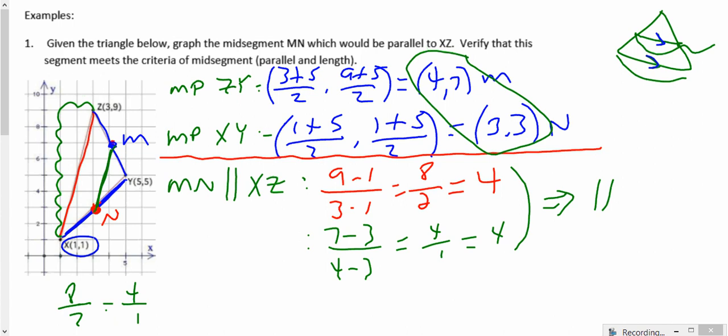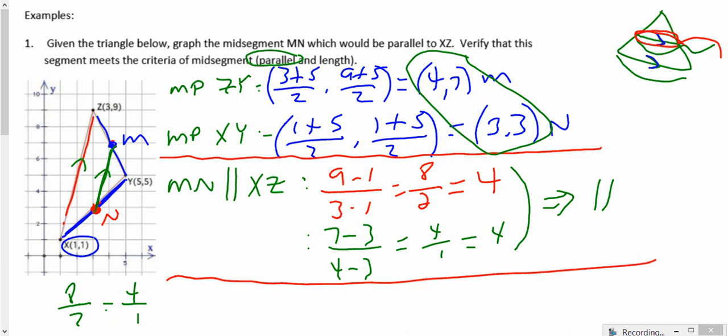And that is our first criteria that we're trying to show. So we've shown the two lines are parallel. Our last one is to show that the lengths have a certain relationship. If you remember, we said that the length of the midsegment is half as big as the third side, so we have to double it. So we are talking about length. So that's where the distance formula comes in.